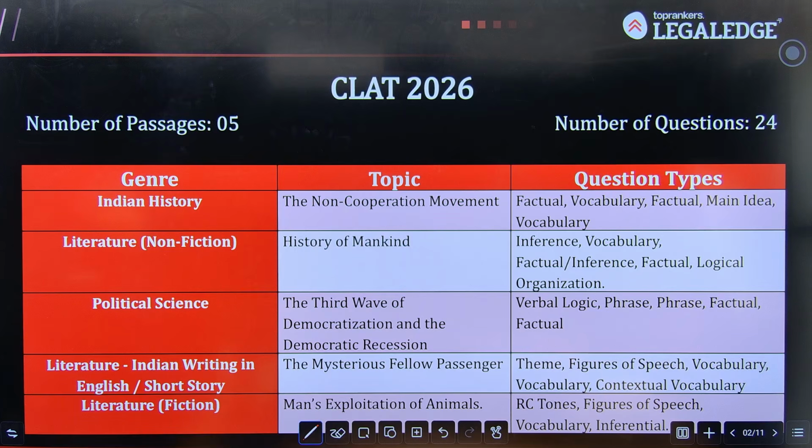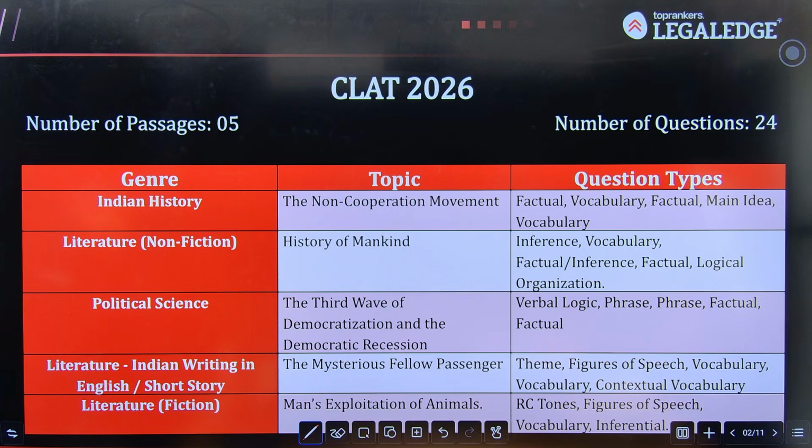Now, let's go ahead with the fourth one. That was around literature, Indian writing in English or short story. The Mysterious Fellow Passenger was the title of the passage. We got questions around theme and figures of speech. 2 to 3 questions were around vocabulary. That means this passage was a vocabulary-dominant passage.